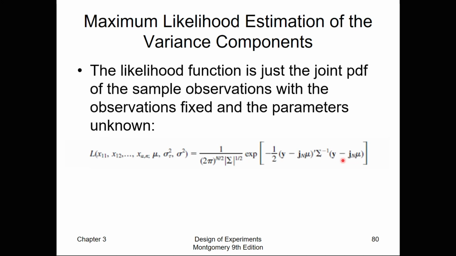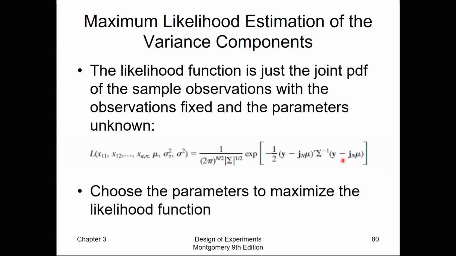And really what we're doing is we're just maximizing this likelihood and picking parameters that make this function the biggest. So literally all we do is we take the max of this with respect to the parameters, and whatever those parameters are, those are the maximum likelihood parameters. Now I include this because for the variance components, this is the method of estimation that our textbook recommends.